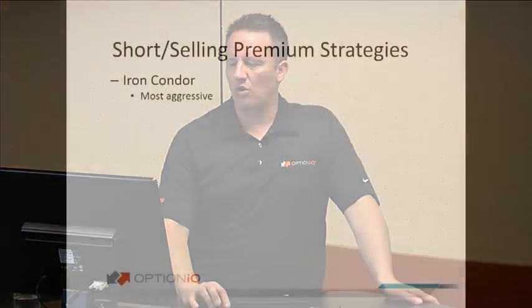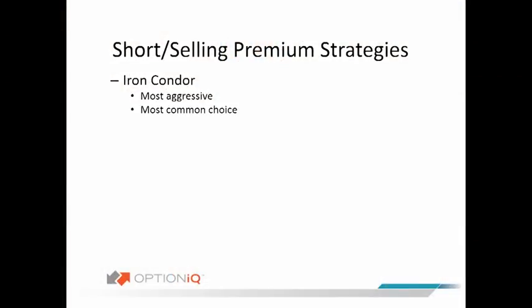So, to begin with, we have the iron condor, which is considered to be the most aggressive, but it's also the most common choice among our members, the people that use our software. It's also traded in lower volatility. So markets that have low volatility are going to be the markets that we use this type of strategy in.